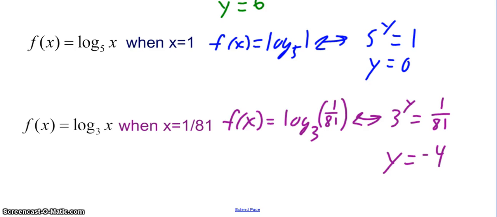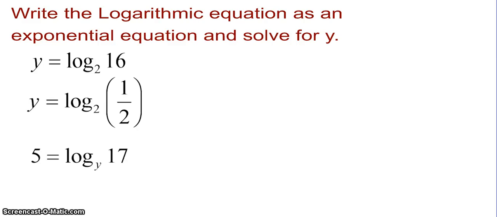And then the last one, f of x equals log base 3 of 1 over 81, so 3 to the y equals 1 over 81. So 3 to what power equals 1 over 81? Well, since this became a fraction, I know it needs to be a negative exponent, so y equals negative 4.